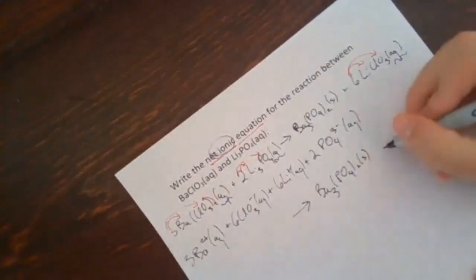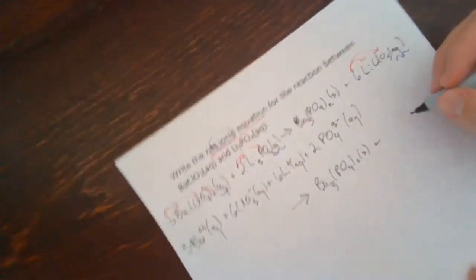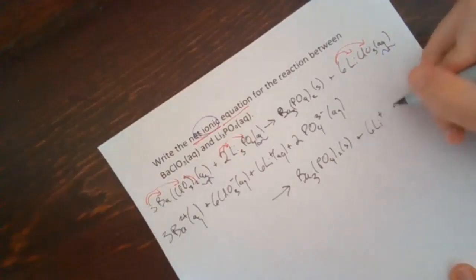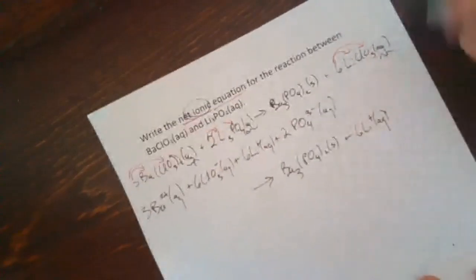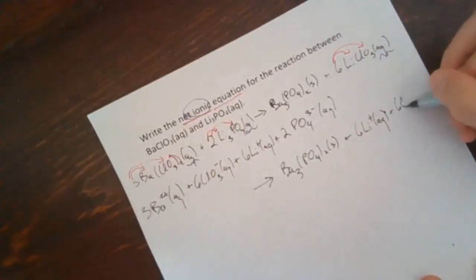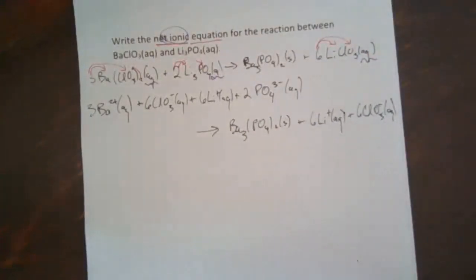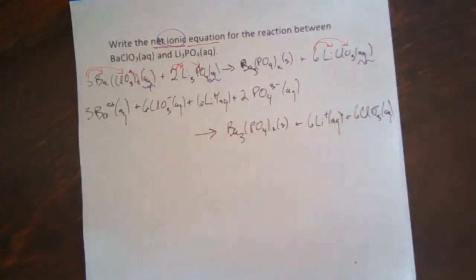Whenever we see solid, that saves us space and time for coming up with a net ionic. The lithium chlorate is aqueous though, so that'd be 6 Li+ aqueous plus 6 ClO3- aqueous. So what we've written right here is usually called the complete ionic or ionic equation.